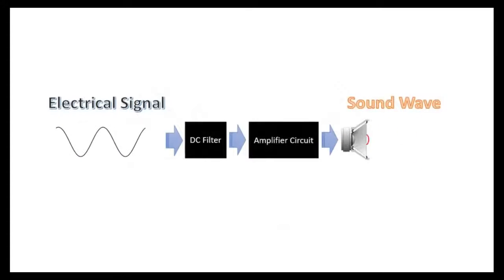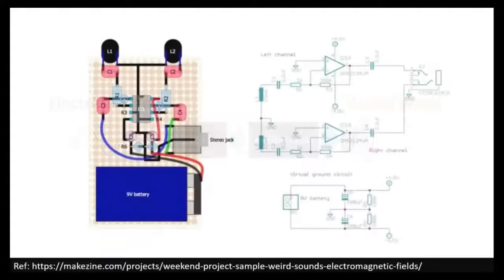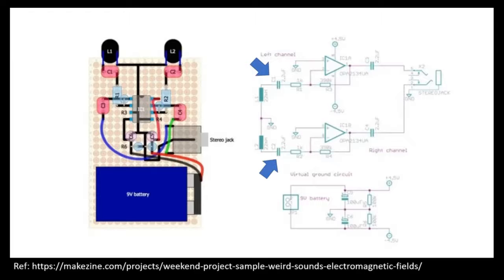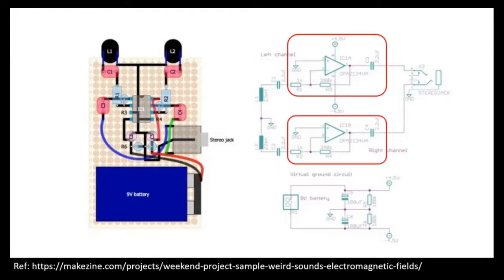Now we have completed a basic system for the Elektrosluch. It requires a DC filter, amplifier circuit, and a speaker. The complete circuit of the system is as follows. Notice that we have separated the signal into two channels, as it is common to have left and right speakers. The DC filter is placed after the inductor. The inverting amplifier is placed after the DC filter and directly connected to a stereo jack so that we can use our earphone to listen to the sound of the electromagnetic field.